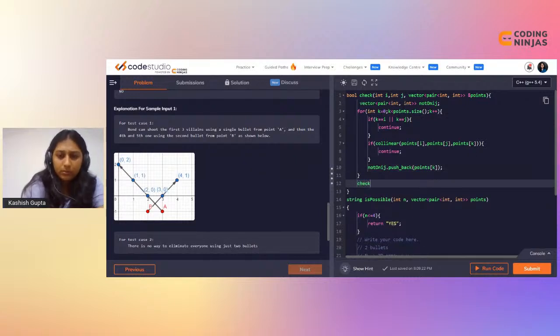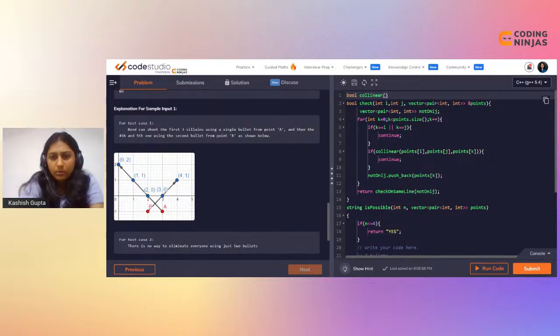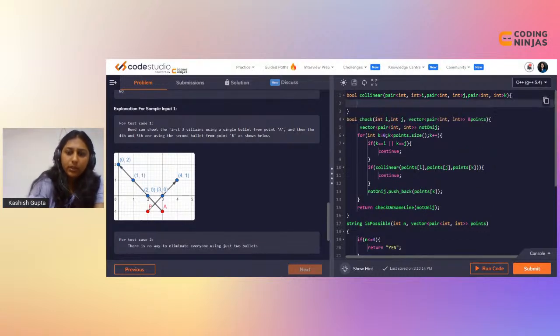Now check on same line, not on ij. This will check whether these are on the same line or not. So we can directly return, we don't need to put an if here. So we can directly return this part. So we have to make a collinear function now. Collinear, and it expects pairs i, j and k, and we have to write the formula here.